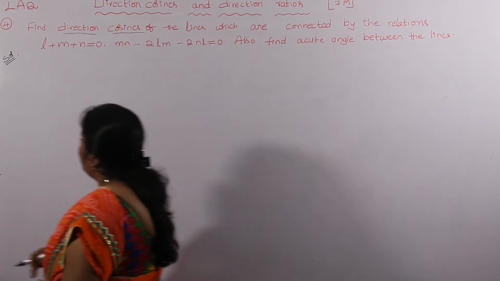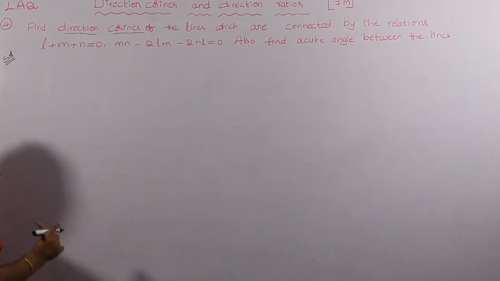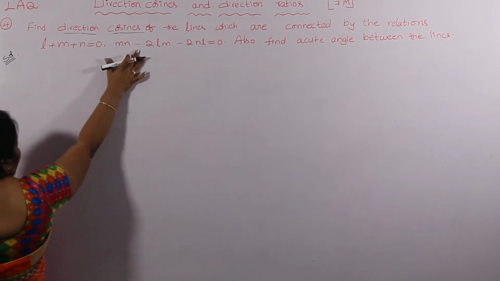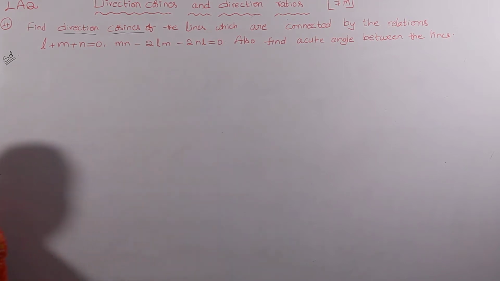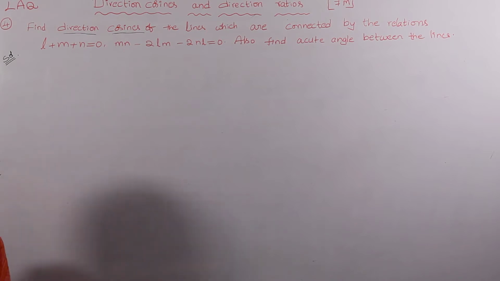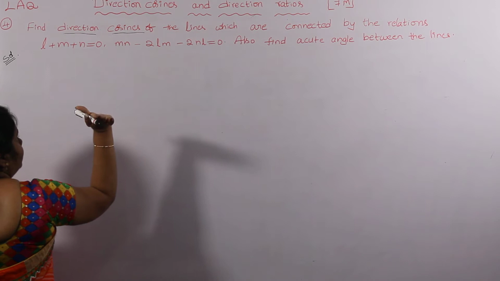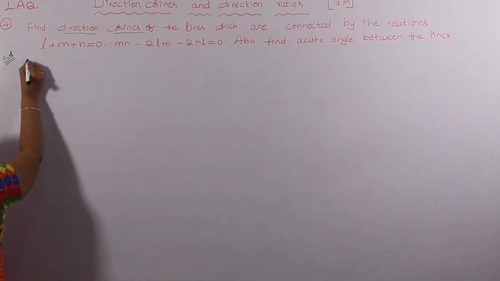Direction cosines. Here also we are applying the same model. l + m + n = 0, that is equation 1. This is equation 2. In this problem also we are applying the substitution model. Substitution model means substitute the first equation in equation 2. That is the given equations.